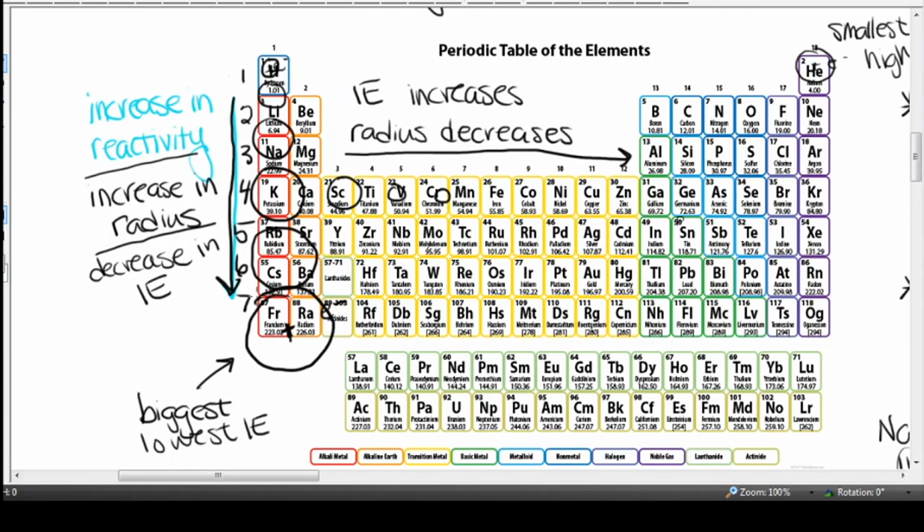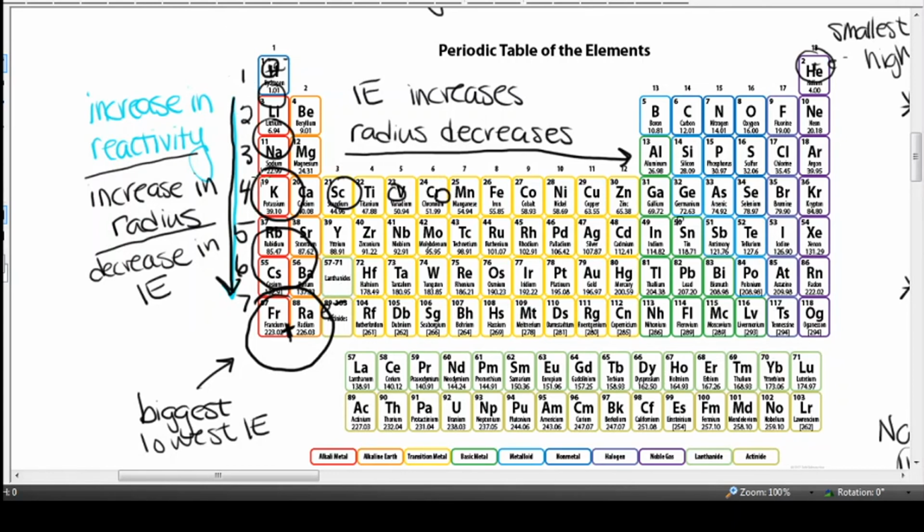So if we go down a group and radius is getting bigger, that means there's less love for this electron. So if an atom can barely even attract one electron, it's definitely not going to attract or pull on a neighboring atom's electron in a bond.